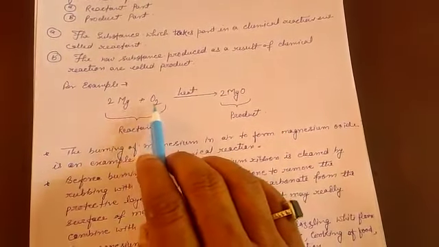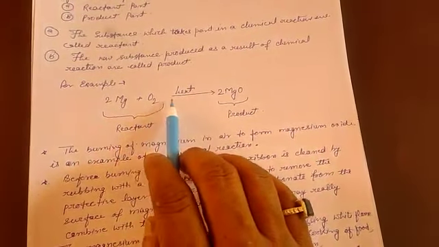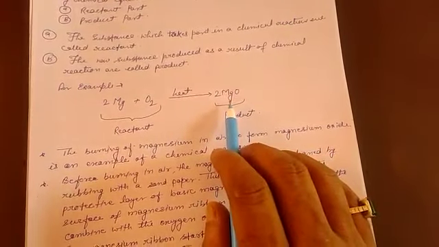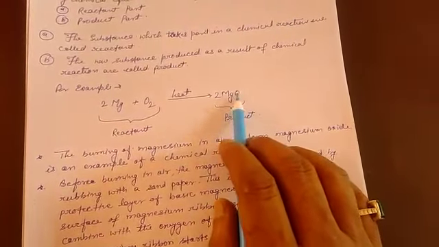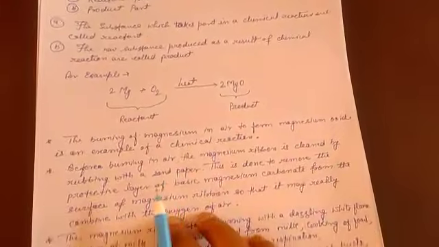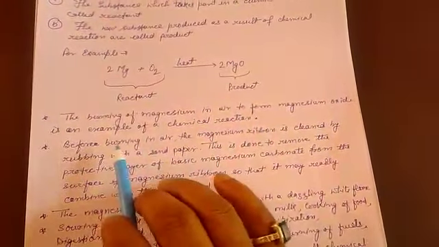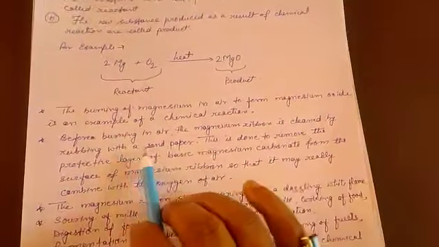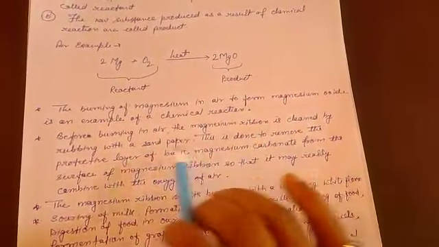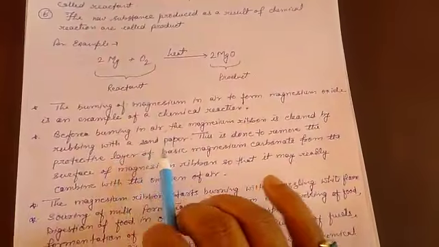Both magnesium and oxygen undergo a reaction and form a new compound, that is magnesium oxide, and this magnesium oxide is a product. Right. The burning of magnesium in air to form magnesium oxide is an example of a chemical reaction. Before burning in air, the magnesium ribbon is cleaned by rubbing with sandpaper.